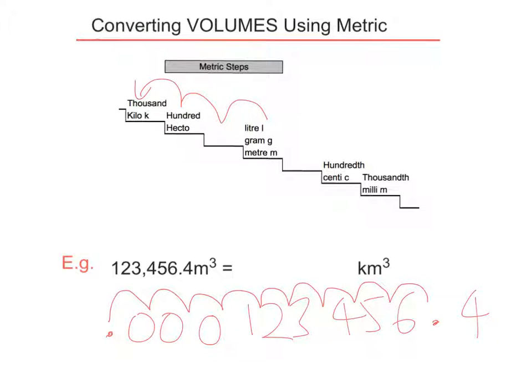So you can see from that answer that it's a very small number, way smaller than 1 kilometre cubed. And that makes sense to me because 123,456.4 metres cubed is nowhere near 1,000,000,000 metres cubed, which I'd need to get a kilometre cubed.